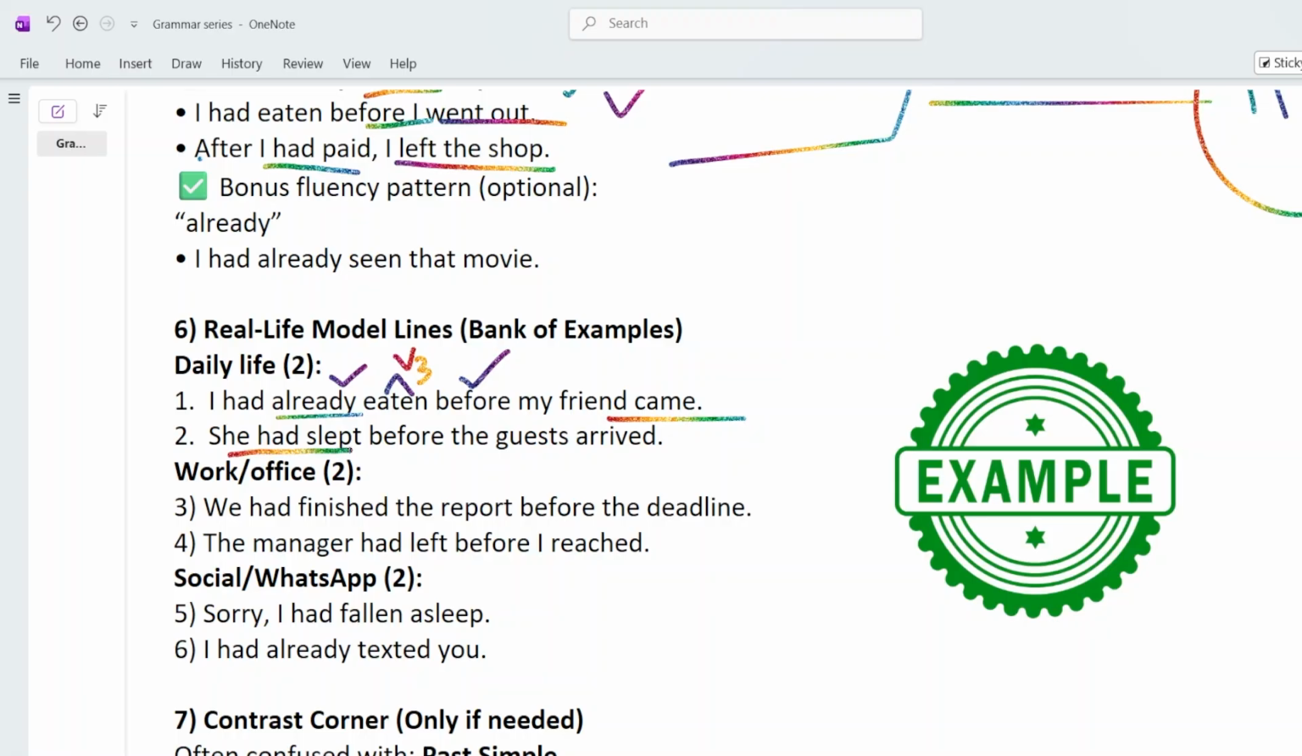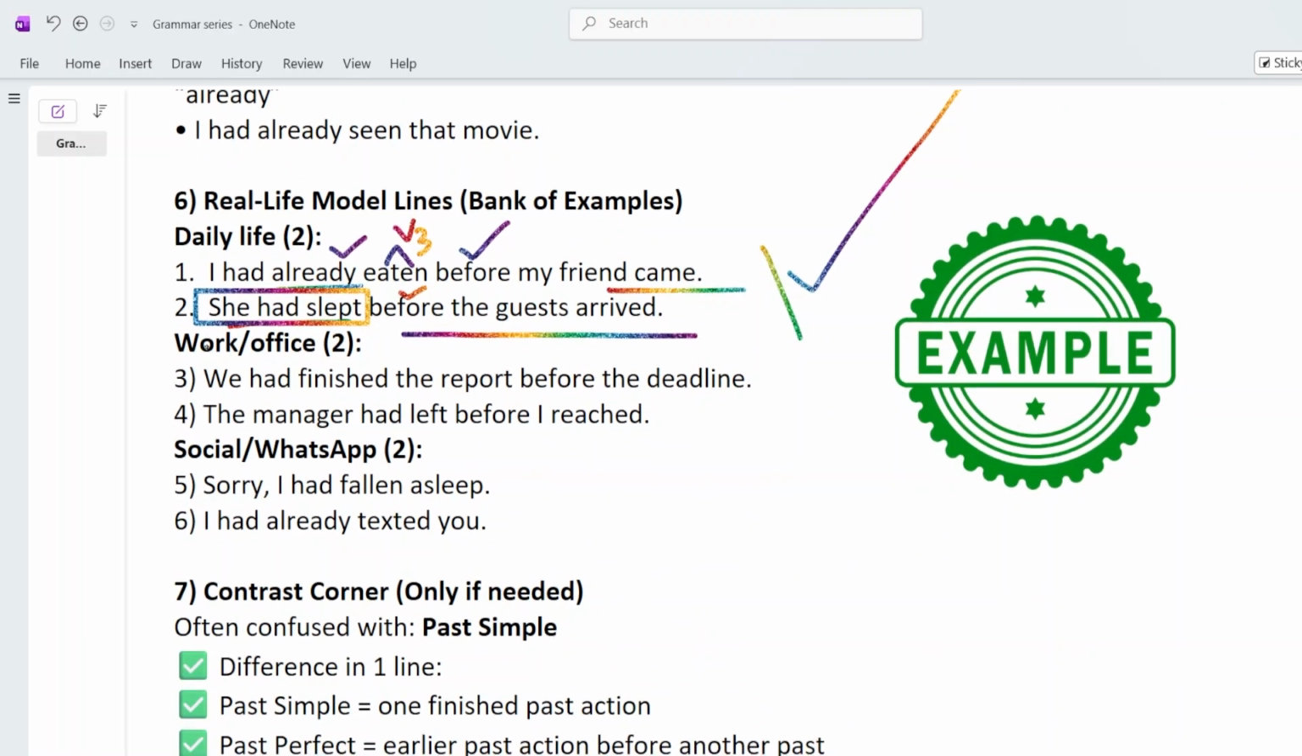Here are past perfect tenses done. She had slept. That's it. Our past perfect tense is done here. What else do you want to say about this girl? She had slept before the guests arrived, right? Now, that is the use of these words, guys. Before, after, already, by the time, and all. I think it's pretty clear here.